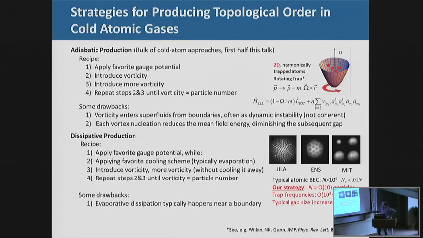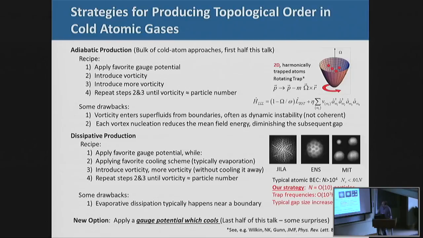And so our strategy here is actually not to work with 10,000 atoms, but to work more like with 10 atoms. And what that allows us to do is increase the trap frequencies using tricks using optical lattices. And that increases our gap sizes by about 3 orders of magnitude. So it makes it a little bit easier for us to get these states in the first place.